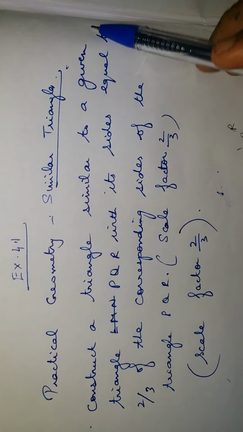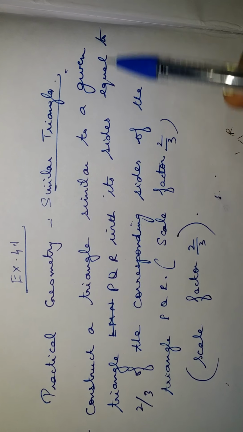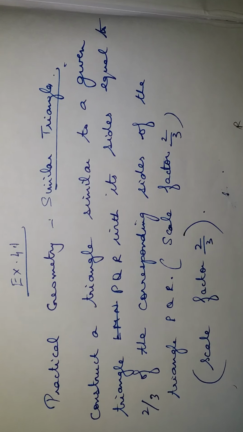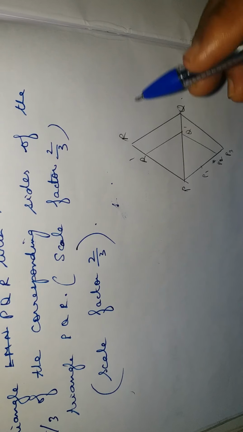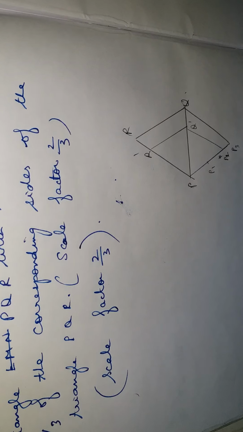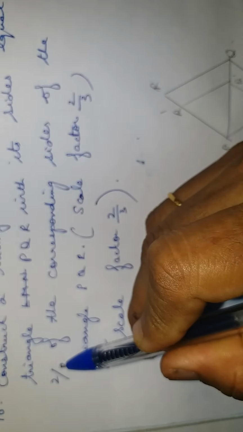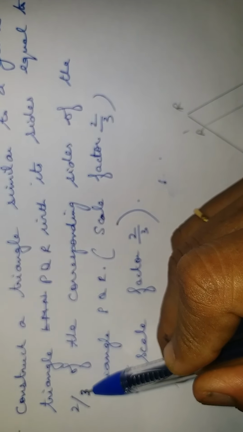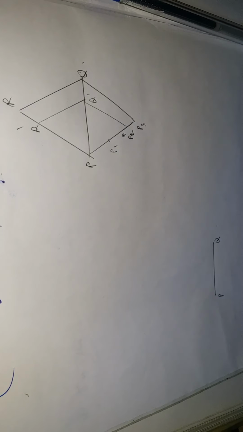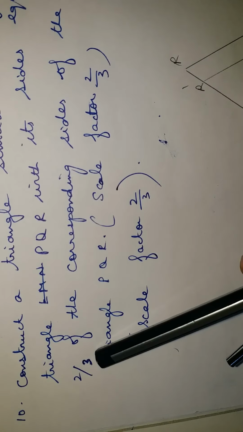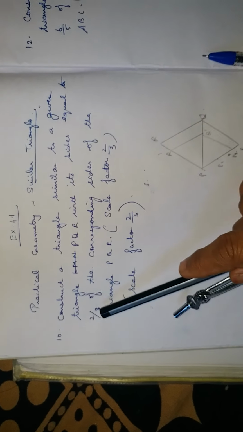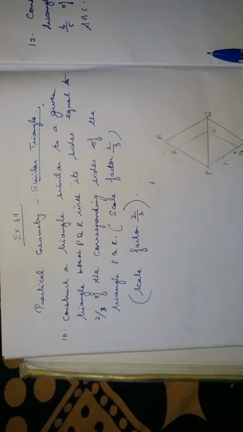Construct a triangle similar to a given triangle PQR with its sides equal to 2 by 3 of the corresponding sides of the triangle PQR. That is, you are going to draw a similar triangle for PQR. So, this is your triangle PQR. First of all, you mark one point here. You must always remember, the value of the denominator will be the side of your triangle. You are going to draw an equilateral triangle, so all three sides are of the same length, the denominator. For all these sums, remember, according to the denominator, you will take the denominator to be the length of the sides of an equilateral triangle.